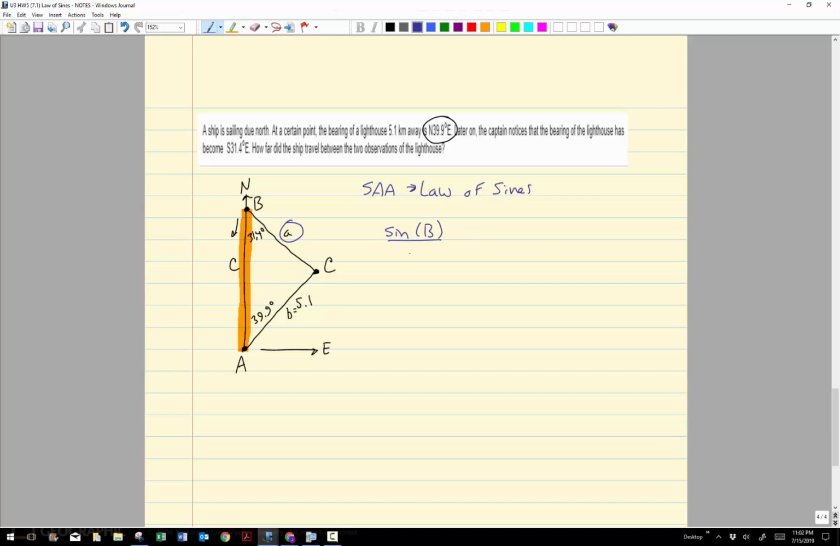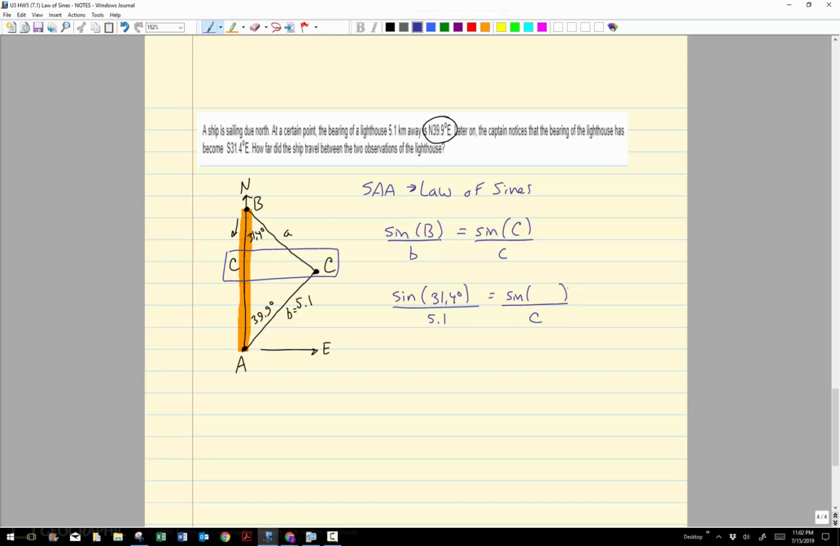The sine of B over the side of B is going to be equal to, and again I'm wanting to solve for C here, the sine of angle C over the side of C. Well, in order to use this, if you notice, I need to figure out what angle C is. So if we fill this in, I know angle B is 31.4 degrees. I know side B is given as well as 5.1. I'm trying to figure out what side C is. I need to know what angle C is.